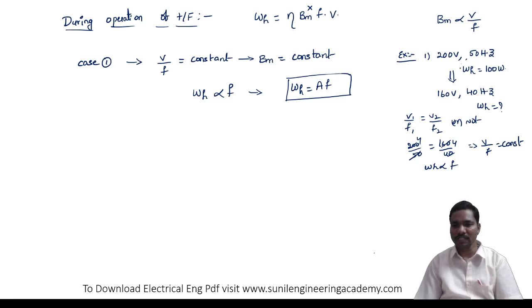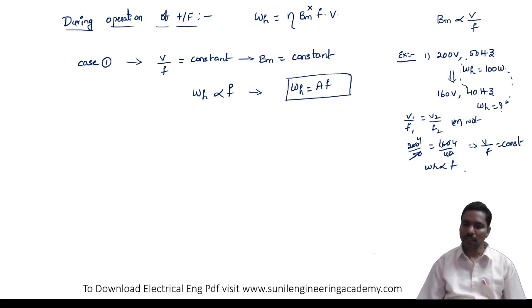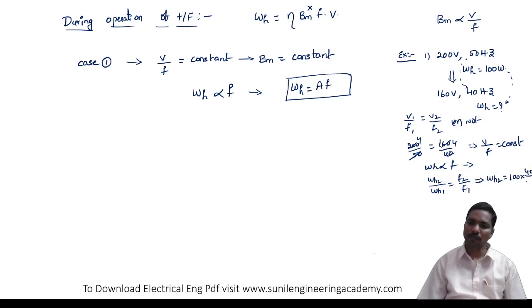Here frequency reduces from 50 to 40. Then what about the hysteresis losses? Those also reduce in the same proportion, that is 100 to 80. So WH2 by WH1 is equal to F2 by F1. From this, WH2 is equal to WH1 into F2 by F1, where F2 is 40 and F1 is 50. So you will get WH2 equal to 80 watts.